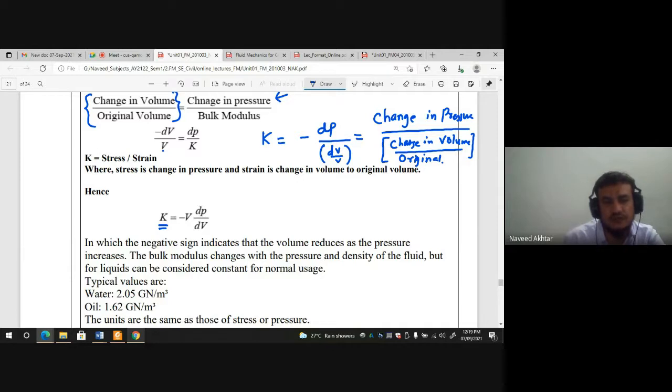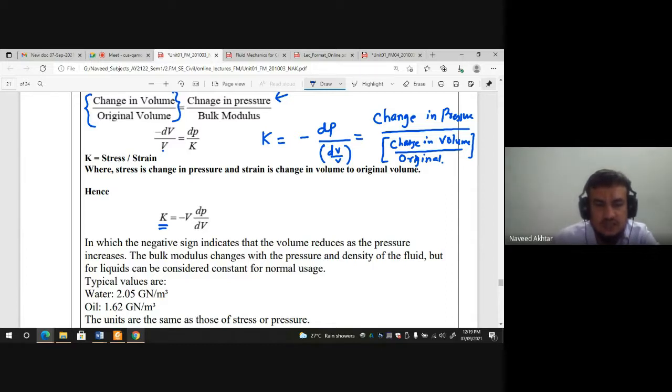So in case of liquid, you can see that when we apply pressure, what happens to the volume of the liquid? It decreases, it becomes less. When we increase the pressure, the volume will reduce. That's why this negative sign is there.